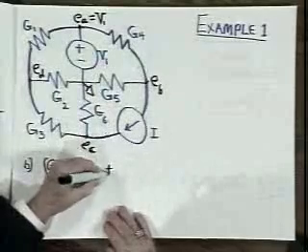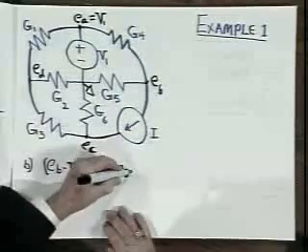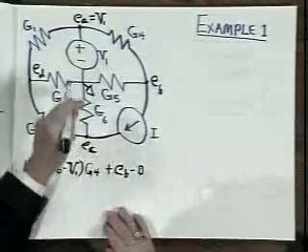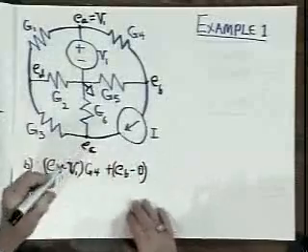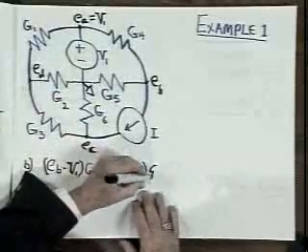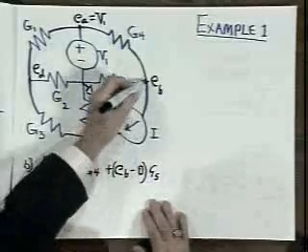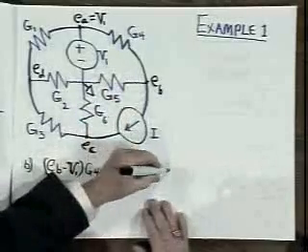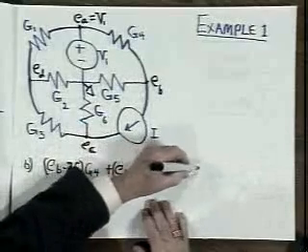The current out of node B through G5 is E sub B minus 0, because the voltage at the reference node by definition is 0, multiplied by G5. And the current out of node B through the current source is just plus I. And KCL says that's 0.